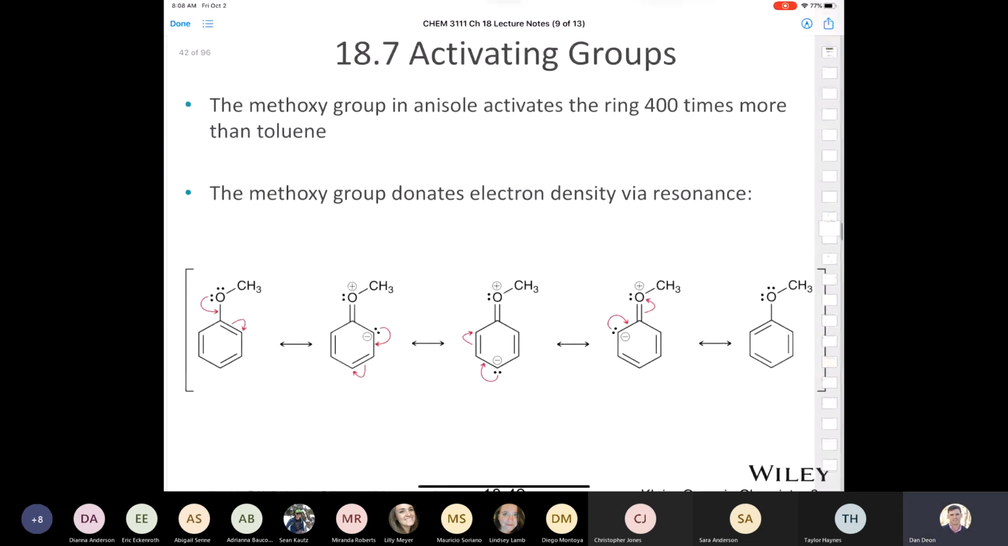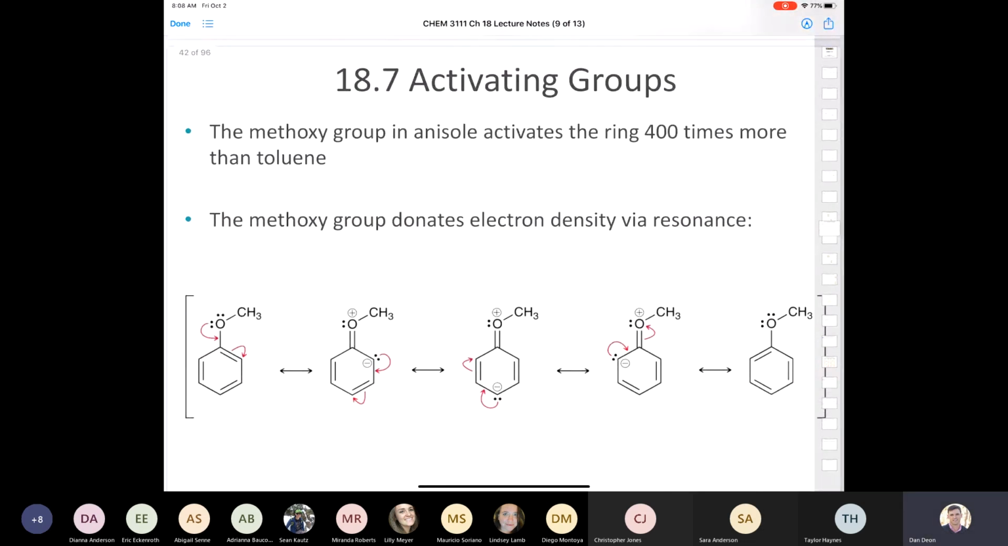Okay. What about a methoxy group? You guys remember this molecule, this old chestnut? If I draw anisole, which is methoxybenzene, what's the effect of this oxygen going to be? Because it's like a toluene, but there's an oxygen stuck in there. So it's an ether. And it says that it activates the ring 400 times more than toluene. That's a big difference, right? If it was twice as much, that wouldn't be that big a deal. But 400 times more is a big difference. And there's a good reason for that.